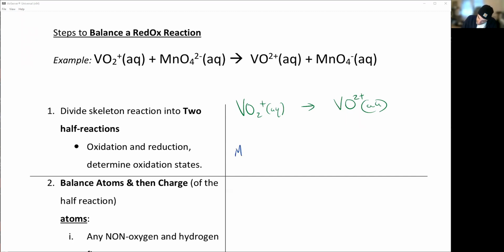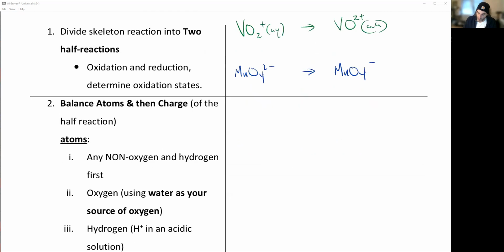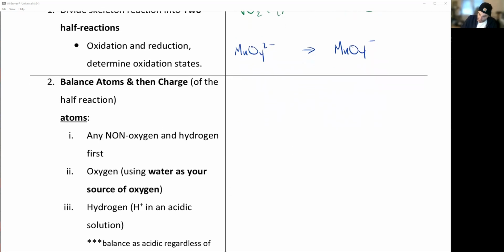And then manganese, MnO4 2- aqueous. I'm just going to skip writing the aqueous part because it's going to add a lot to this. So MnO4- aqueous. So those are our two half reactions. We always start by dividing into half reactions, and then we deal with them separately. Let's take a look at this first one. Now we're going to balance atoms, and then we're going to balance charge.